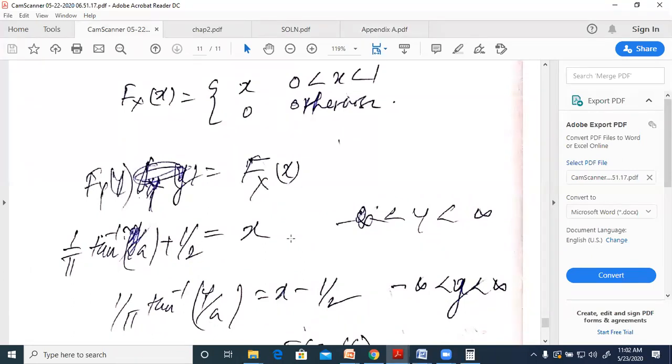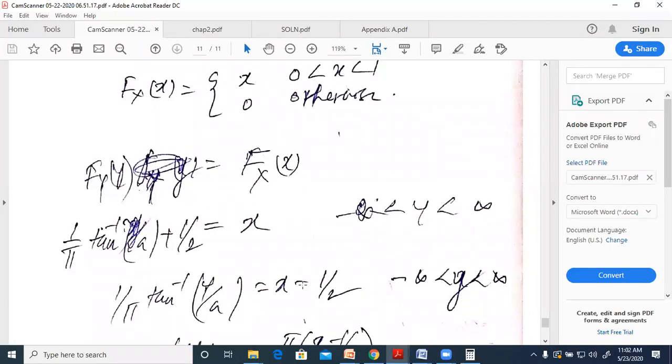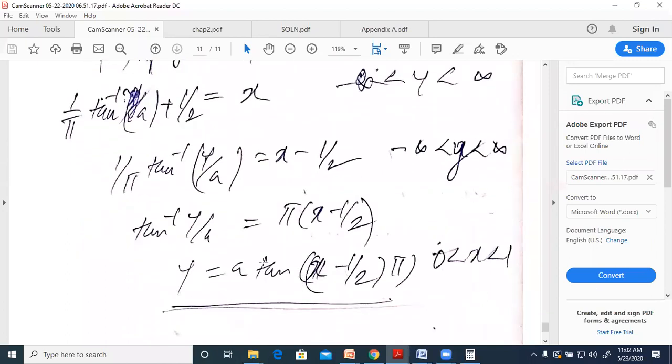So this half you can take this side, so it will become x minus half. Then this 1 by pi you can take this side, it will become pi. This tan inverse you can take this side, it will become tan, and this a you will have to take there, so it will become a tan of x minus half pi. So this is the final solution corresponding to this.